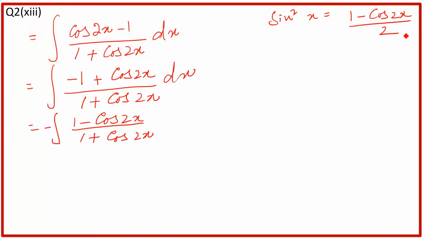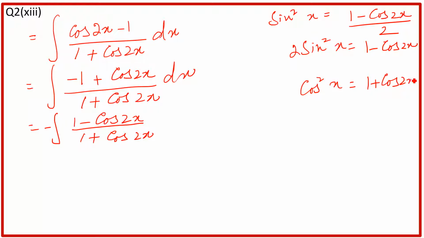We do not have 2 here, so we will cross multiply. It will be 2 sine square x is equal to 1 minus cos 2x. So for this, instead of 1 minus cos 2x, we will write down 2 sine square x. Similarly, cos square x is equal to (1 plus cos 2x) divided by 2, but we do not have 2 in the denominator, so we will cross multiply. 2 cos square x is equal to 1 plus cos 2x.